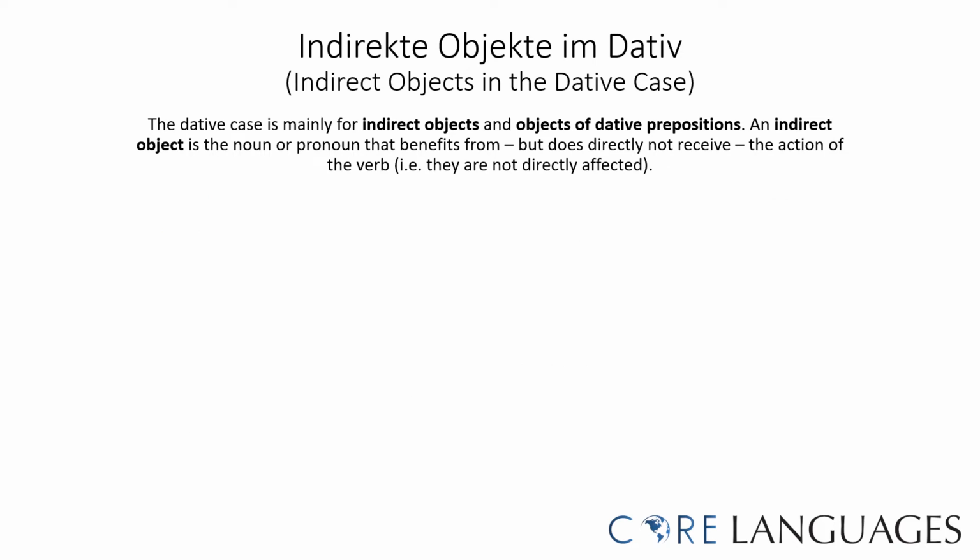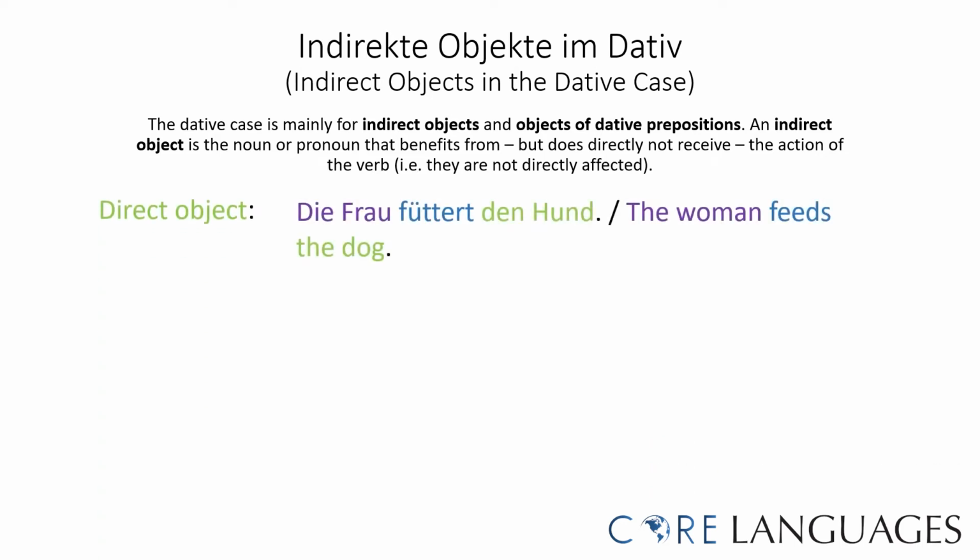Der Dativ is the case of the indirect object and objects of dative prepositions. An indirect object is the noun or pronoun in a sentence that benefits from but does not directly receive the action of the verb. We could say they're not directly affected. For example, die Frau füttert den Hund. The woman feeds the dog.